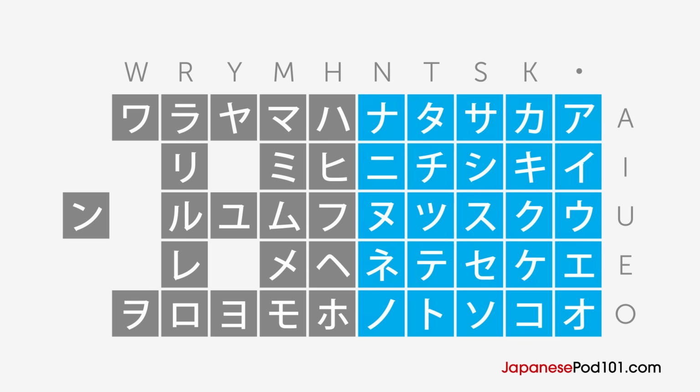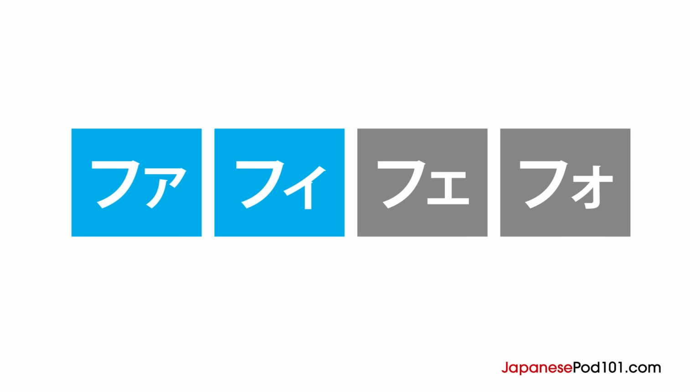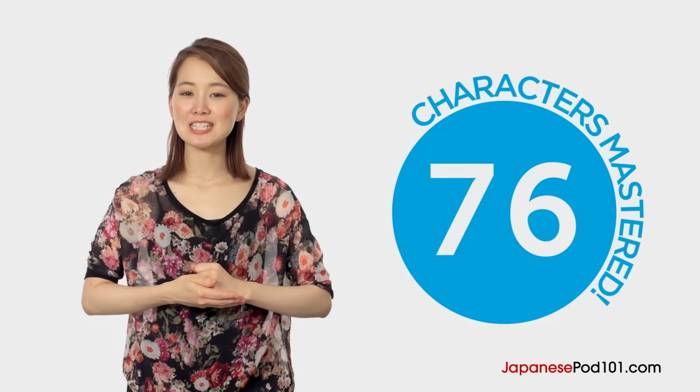Okay, let's wrap up this lesson by recapping what you've learned. In this lesson, you learned ha, ba, and pa, hi, bi, and pi, fu, bu, and pu, he, be, and pe, ho, bo, and po, and the digraphs fa, fi, fe, and fo. よくできました。You've now mastered 76 Japanese characters.